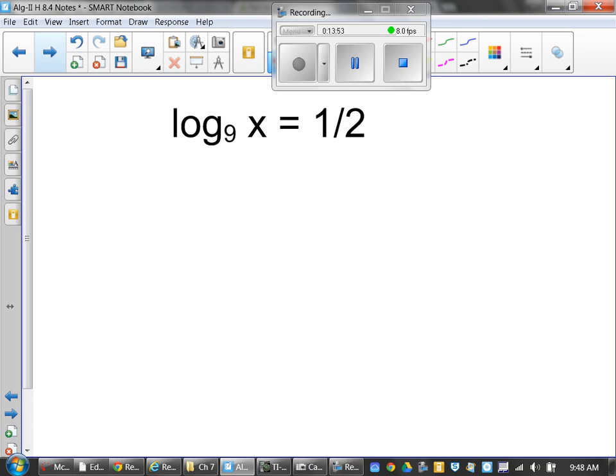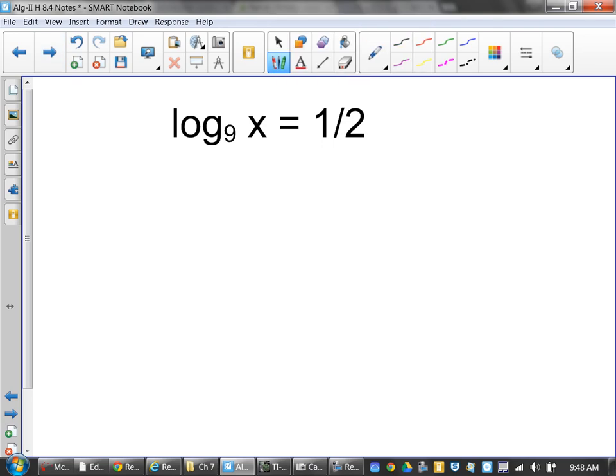So now we're going to start to do some of these by hand. Think about what they're asking you to do here. This is log form. If you switch it into your exponential form, you have 9 to the half power, which is 3. So your value of x is going to be 3.